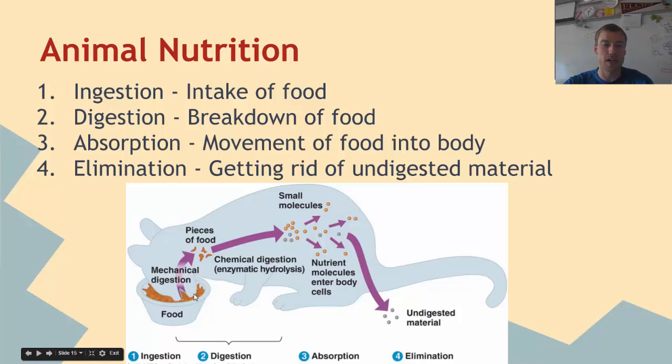In ingestion, we're going to mechanically digest the food a little bit, take it in, break it into some smaller pieces. Then we've got chemical digestion going on. We're breaking it down into small molecules. Those small molecules will then be absorbed into the body, and then the rest of it will be eliminated.